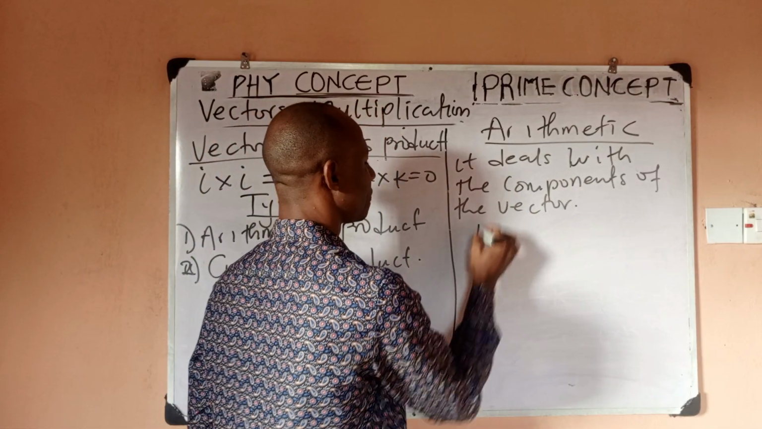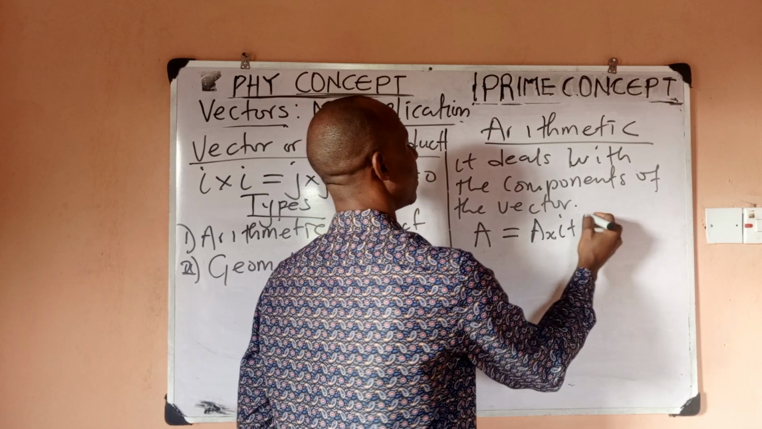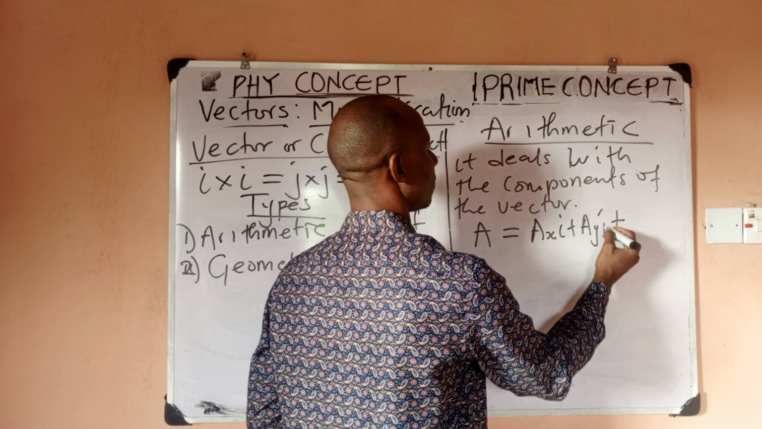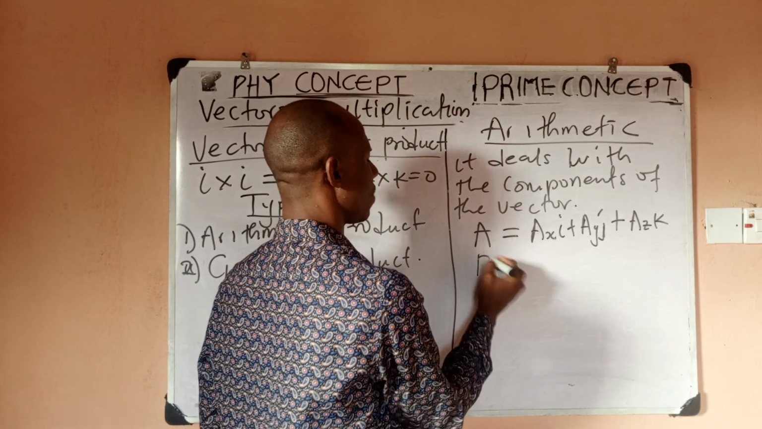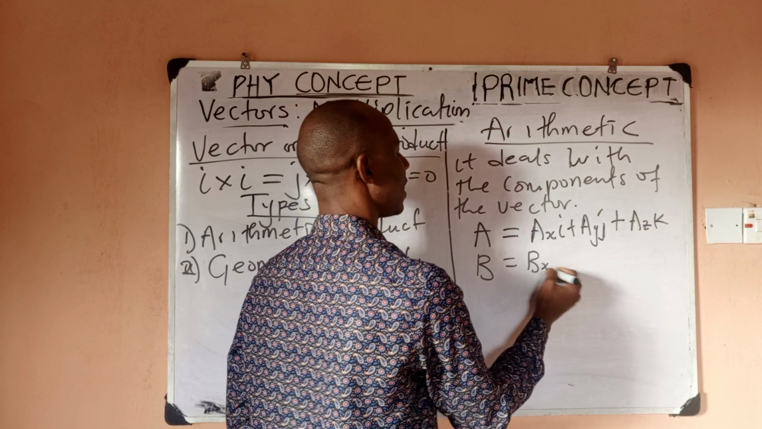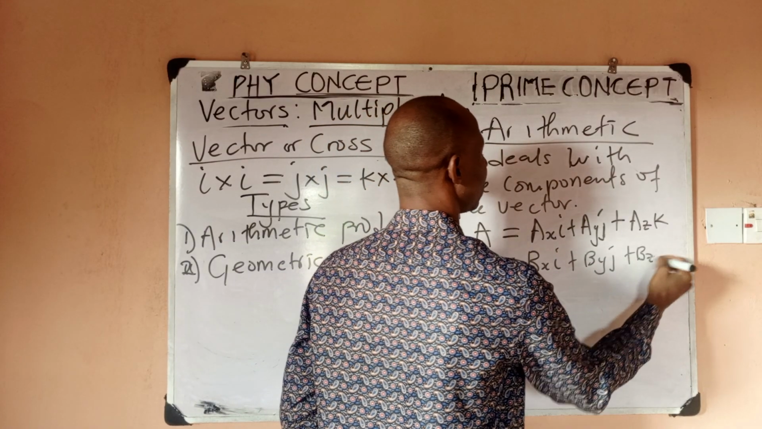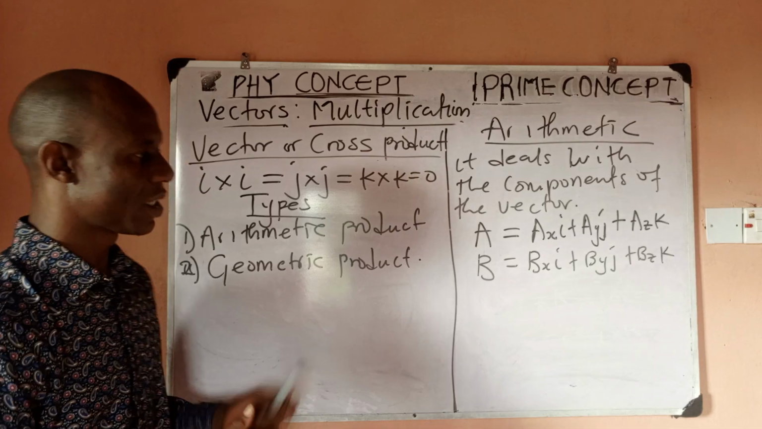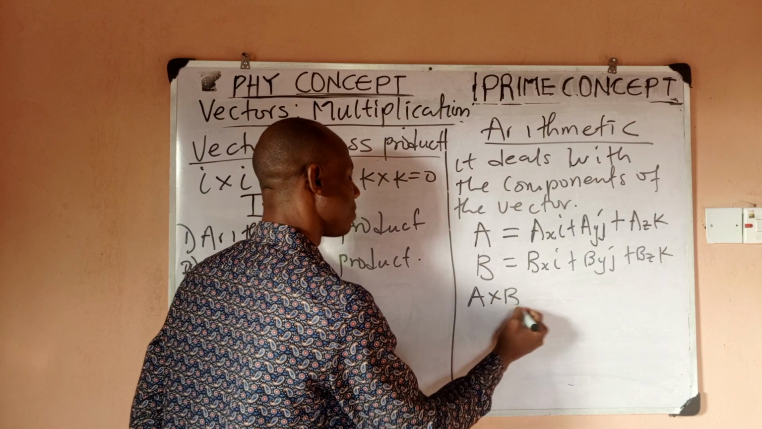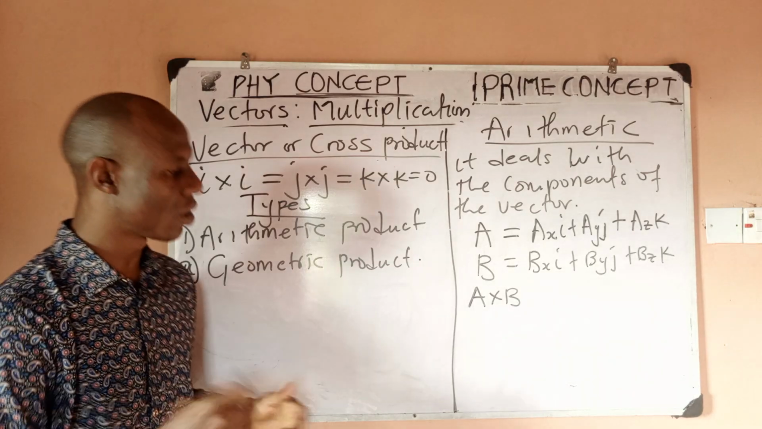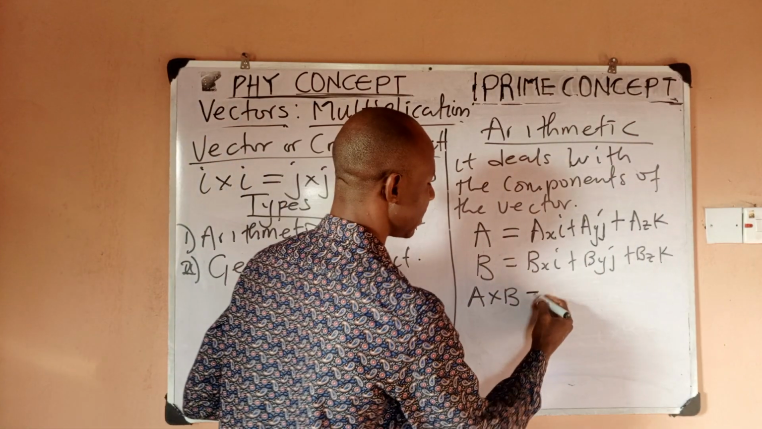Now say we have A equals AX i plus AY j plus AZ k. And then we'll have B equals BX i plus BY j plus BZ k. Say we have this. These are two vectors. I want to find A cross B. That is the cross product of A and B. We want to find this using determinant.